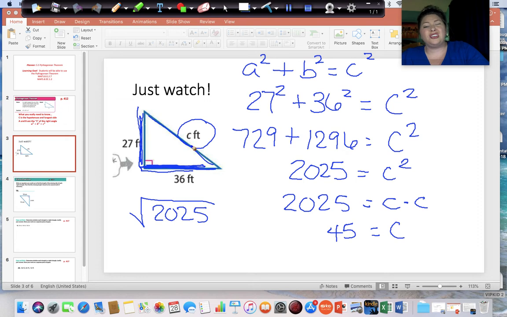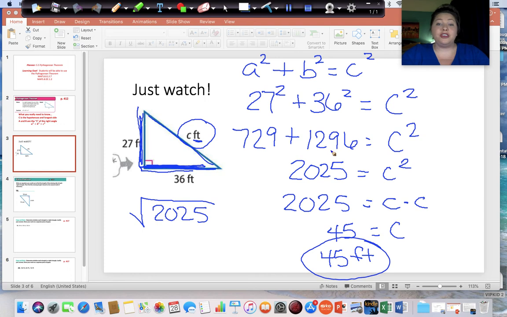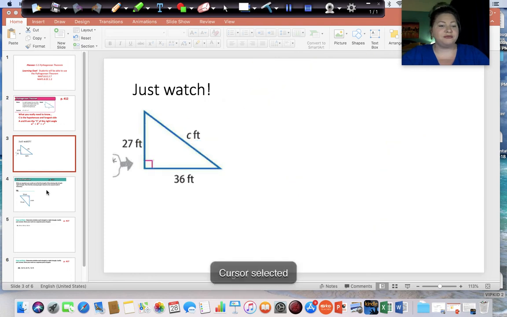So it's not just 45, you need to make sure that you're putting it back into the units that you have. So it's going to be 45 feet. That is C. Okay, that's all you do. It looks like a lot of work, but a lot of it is just writing it down.